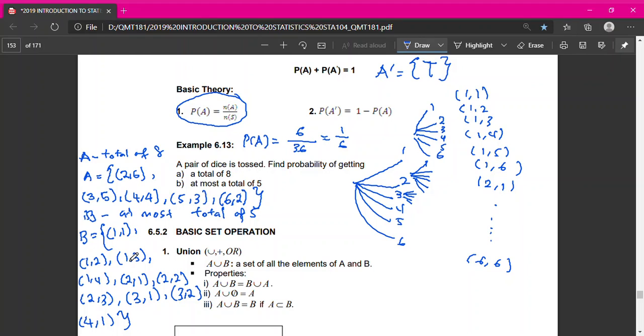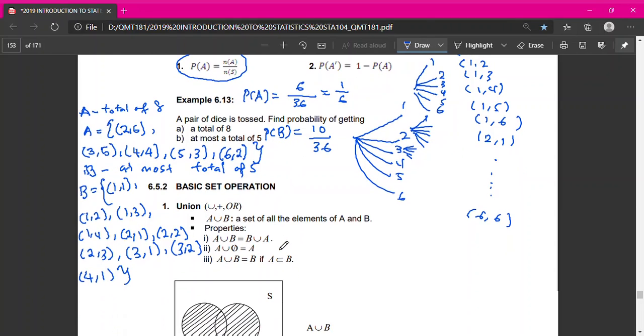So, how many? Dia punya sample space, 1, 2, 3, 4, 5, 6, 7, 8, 9, 10. So, the probability to get event B adalah 10 divide dengan 36. Okay, so that is how to find the probability. Sample size in event A divide dengan sample size in sample space.